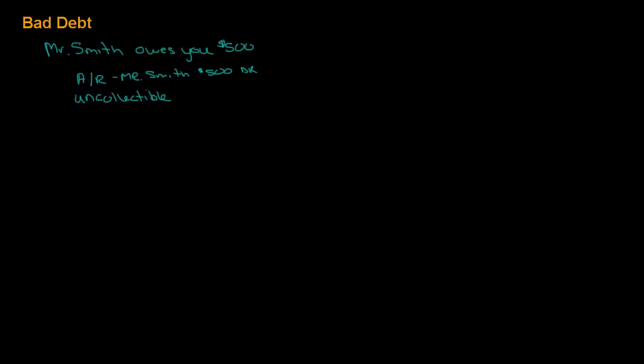Now, there are a couple different ways you can do this. One method is called direct write-off. And direct write-off means that as soon as we decide that Mr. Smith is not going to pay his bill, we're going to directly write it off.